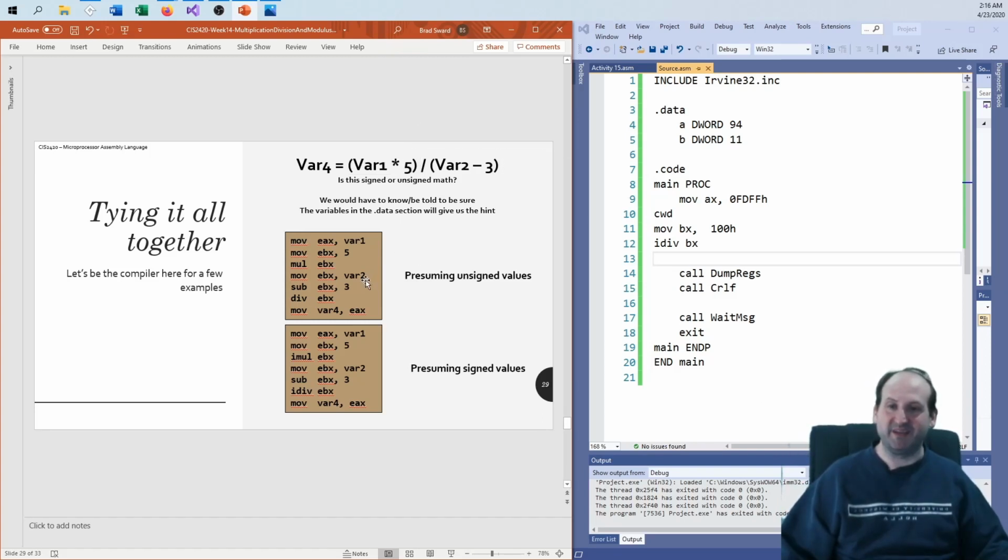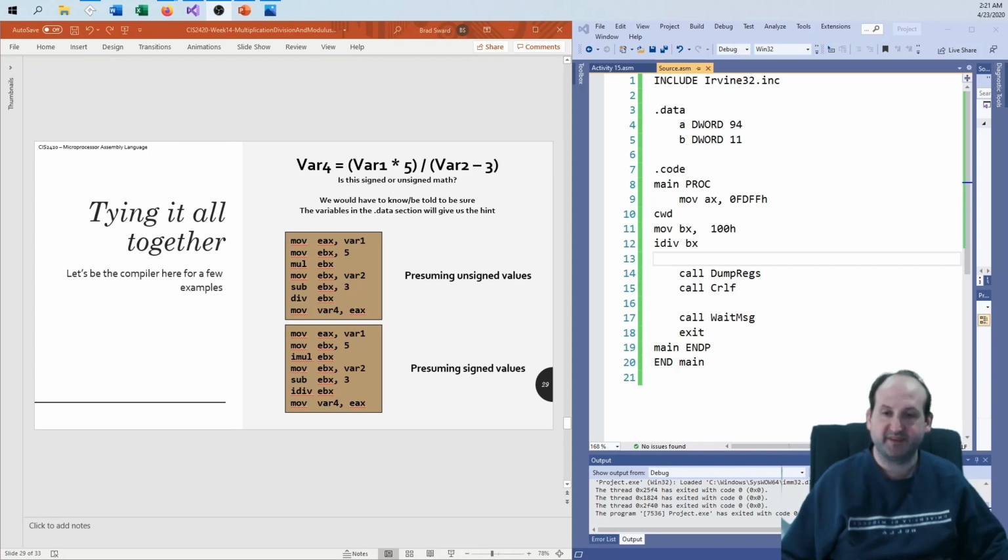And then I can take var2, move it into EBX, because I don't need it anymore, because I'm already done with this portion. So var2 can get put in EBX, subtract 3 off, and so now EAX still holds the high end of this, the numerator. EBX holds the denominator. So let's do the division, and then the result will be stored in EAX, and then I can move that to var4. So that's the whole thought process to make this thing work.